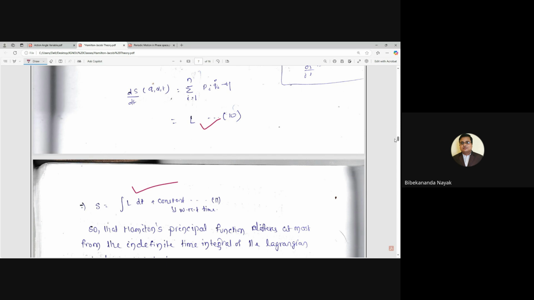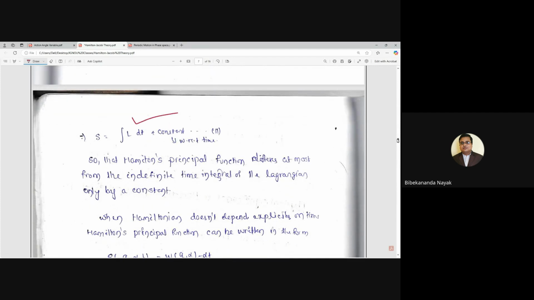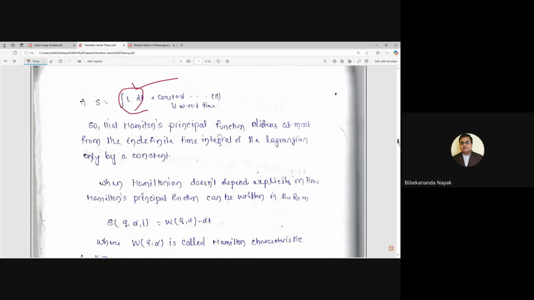So the Hamilton's principal function differs from the indefinite time integral of the Lagrangian only by a constant. It is nothing but the action integral. Only differ through a constant. Okay. So Hamilton's principal function is nothing but the action, the integration of L dt with an additive constant.